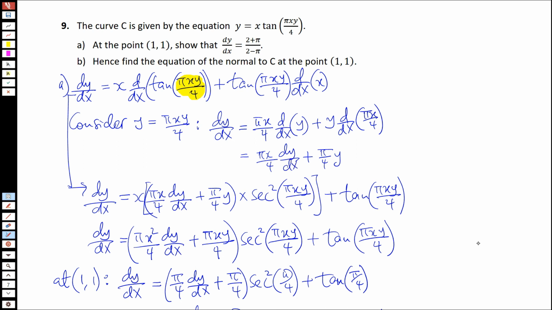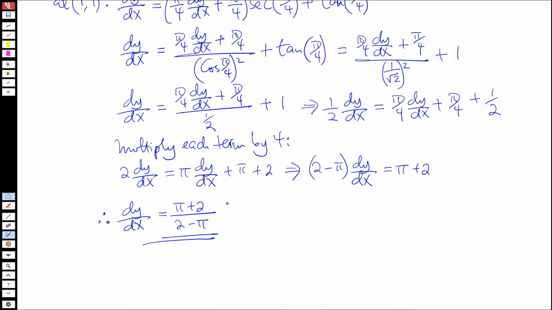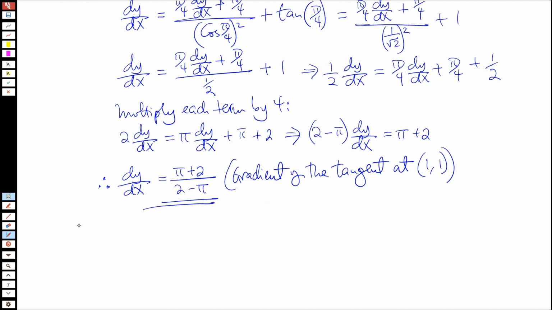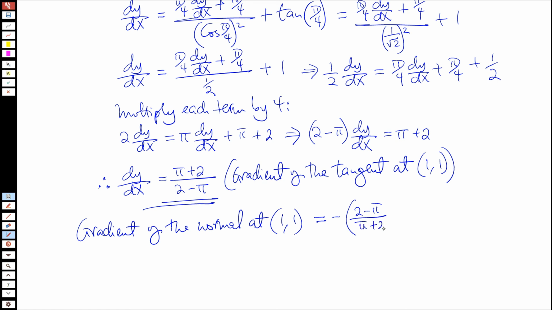Now, for part B, we need the equation of the normal. Now, remember initially I said that basically this is the gradient of the tangent at the point (1, 1). So the gradient of the normal at (1, 1) will be the negative reciprocal of that. So the reciprocal of this will just be (2 minus pi) over (pi plus 2), and with the negative sign this will be equal to (pi minus 2) over (pi plus 2).